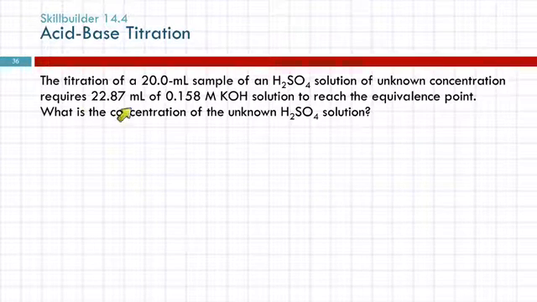The titration of a 20 milliliter sample of an H2SO4 solution of unknown concentration requires 22.87 milliliters of 0.158 molar KOH solution to reach the equivalence point. What is the concentration of the unknown H2SO4 solution? Okay, this is stoichiometry. Do not use the dilution equation for titrations. Dilution is never appropriate when you have a chemical reaction.